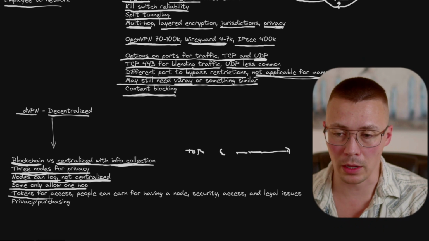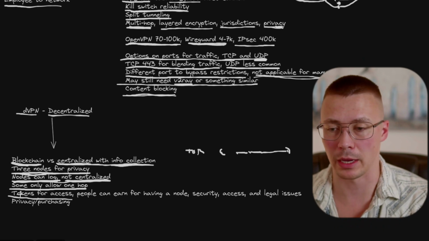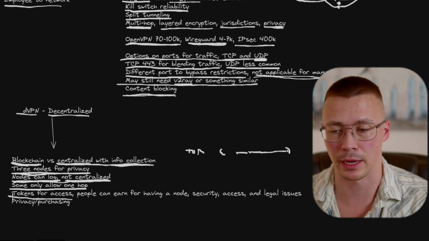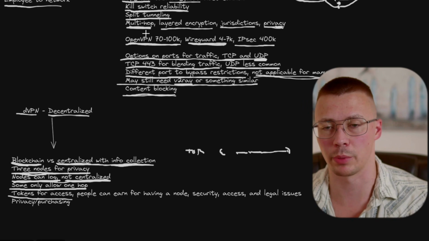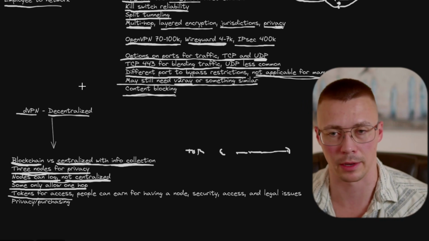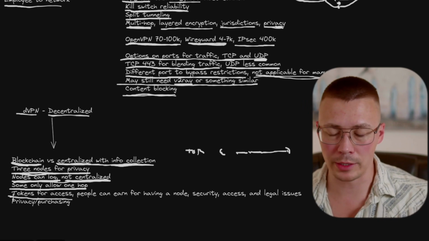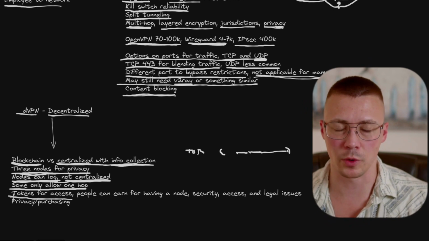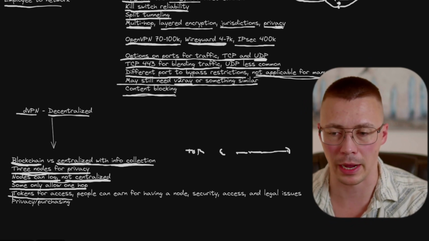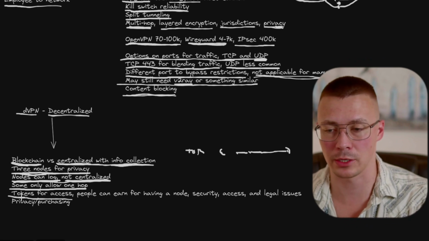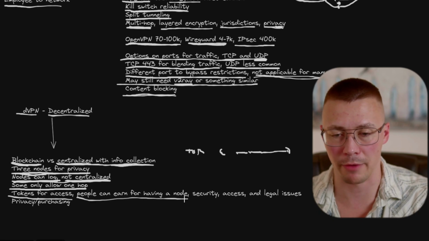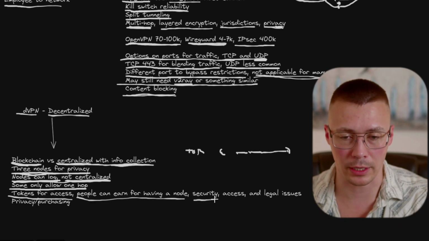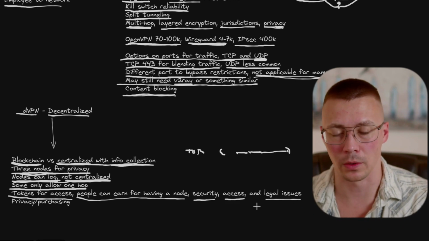Now, as far as how all of this works with these decentralized VPNs, you do have to pay for access, and I've taken a look at the pricing to get an idea of what it is like as opposed to something like a centralized VPN, like Mullvad or IVPN. And it seems like once you get to about 200, maybe 250 gigabytes is where it makes more sense to just use a centralized VPN. So people can earn money just for having a node and running it, but there are security issues that come up with that, and access issues, and there are also legal issues as well.